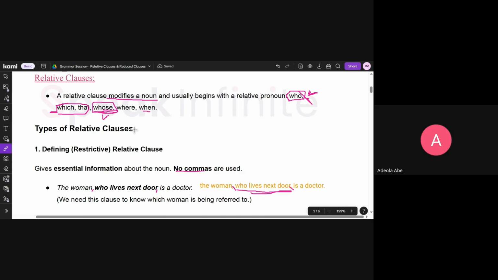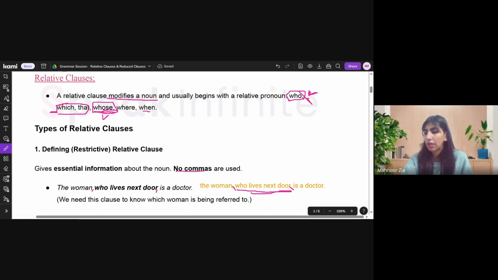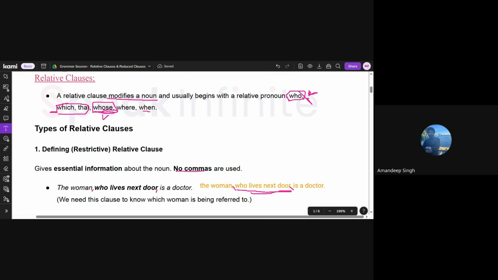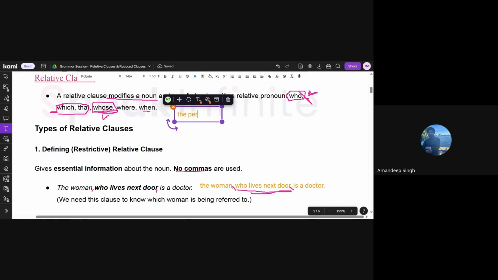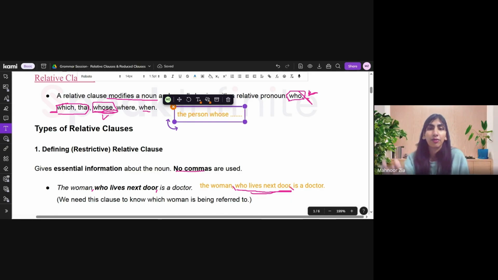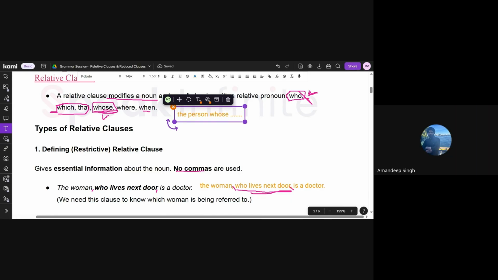For example, remember, use a person, right? The person whose car I'm sitting in, the person whose jacket I'm wearing. Now I got it. So the boy, I met a man whose wallet was lost. Exactly. I met a man whose wallet was, let's say, black.